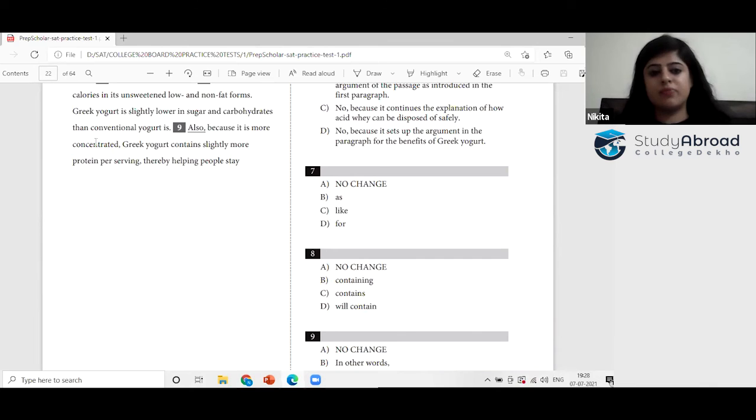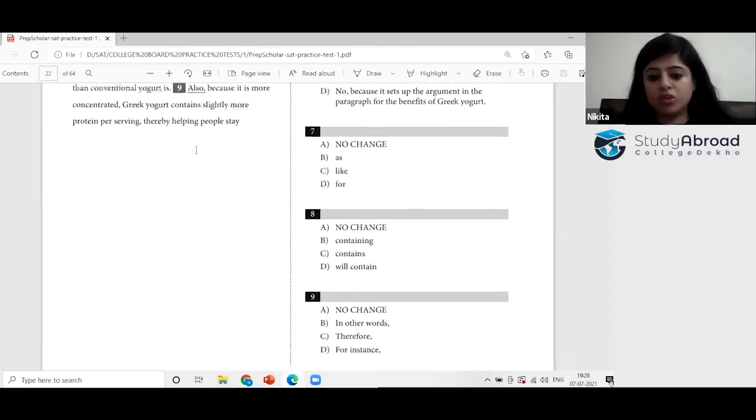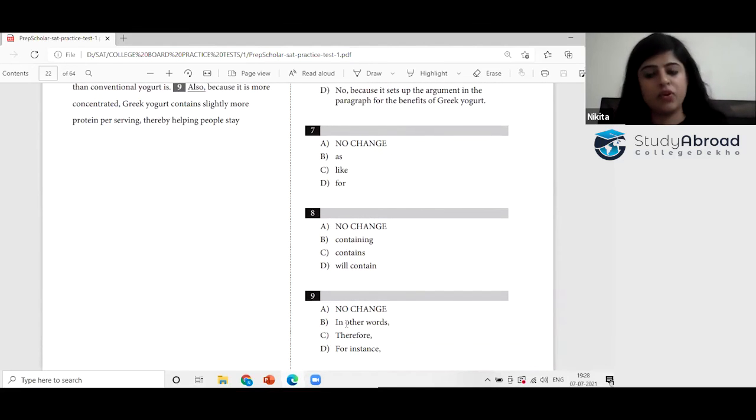Also, because it is more concentrated, Greek yogurt contains more protein per serving. Now the options are also, in other words, therefore, and for instance. All these words are called transition words. Transition means the movement. The first one is also. When do we use also? Also, when we are adding on the information, right?